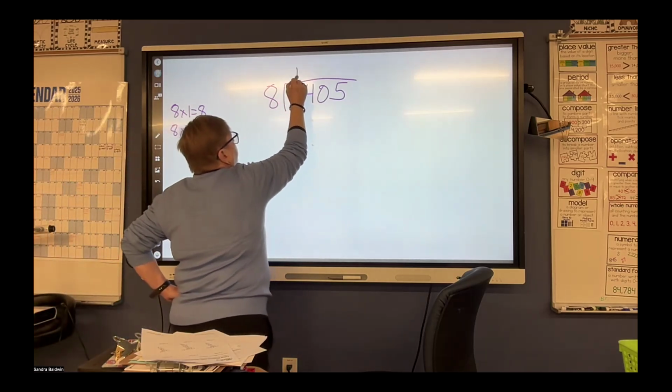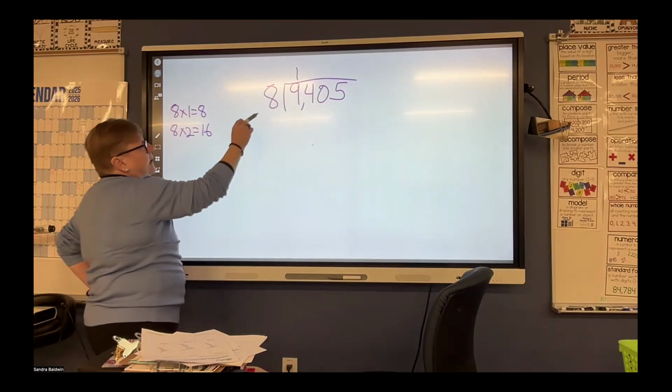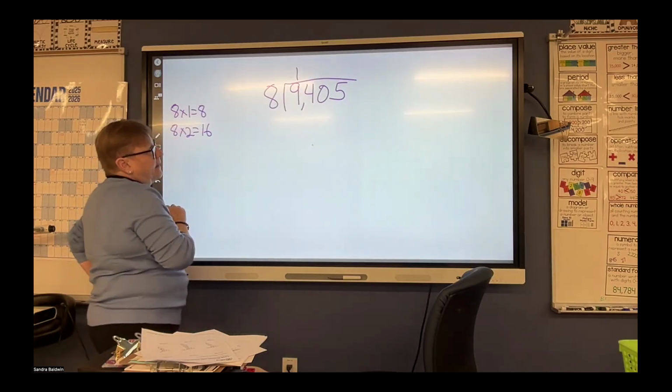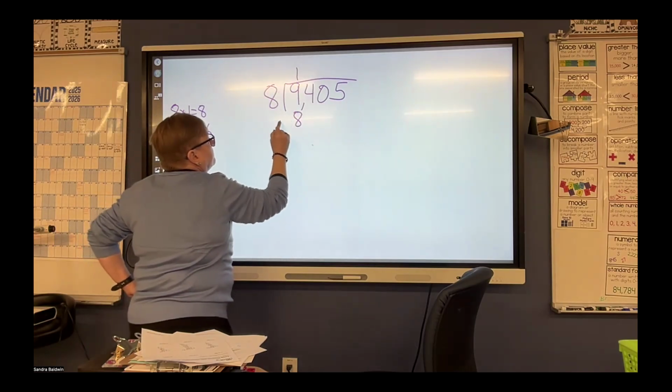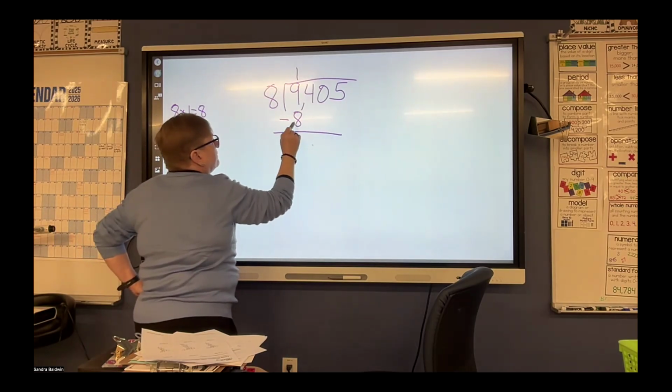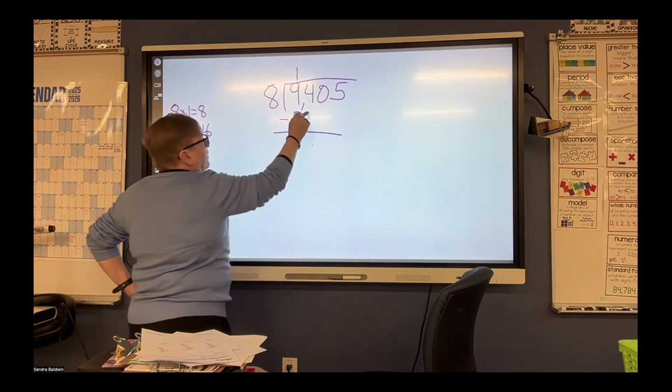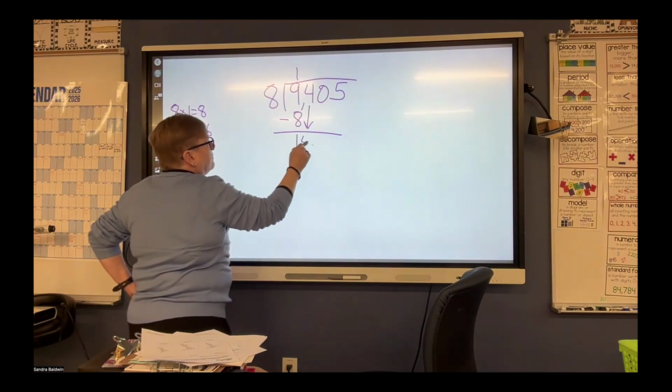It's going to go one time. I can have one group of 8 inside 9. So 1 times 8 equals 8. I'm going to subtract, get a 1. I'm going to bring down the next number.